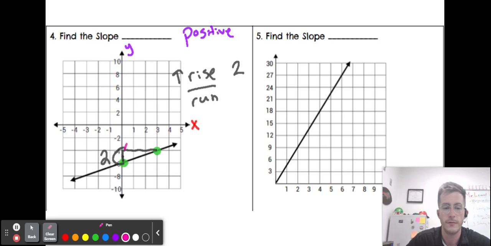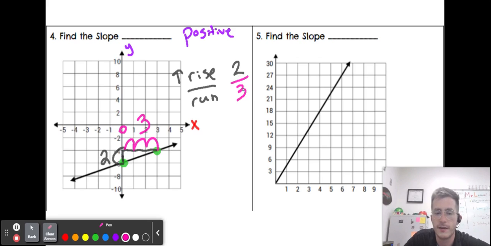And then my run would be going over 1, 2, 3. And as you see, I went from 0 all the way to 3. So that would be +3 for my run. And this fraction, I cannot simplify this. I can't divide 2 and 3 by something. So this would actually be my final answer. It's all done. 2 over 3 would be my slope there, and positive answer because I had a positive slope.